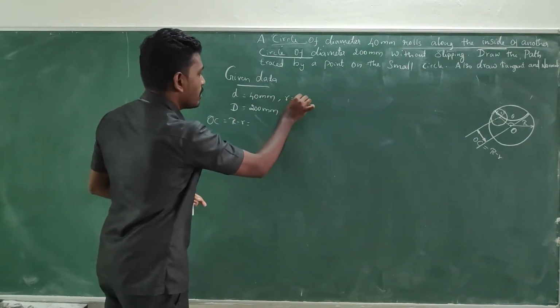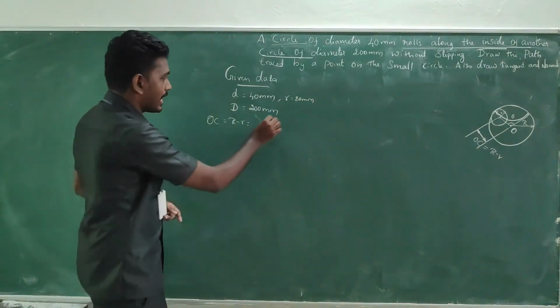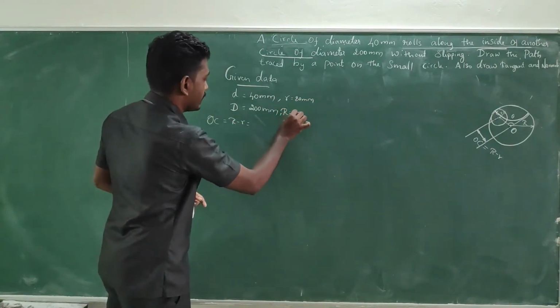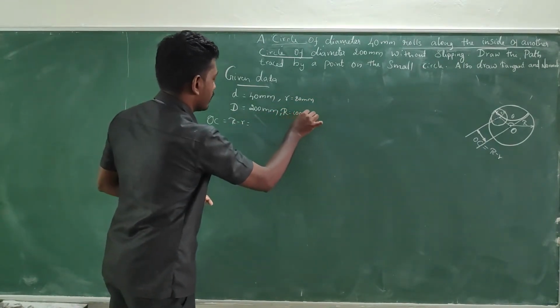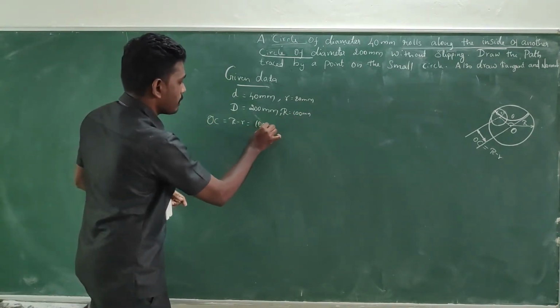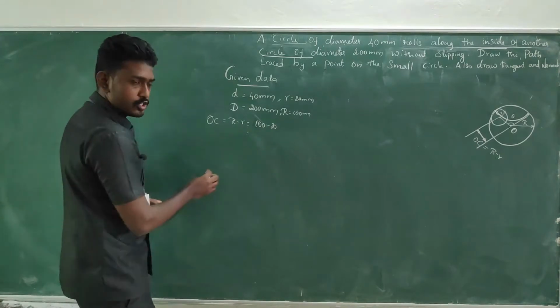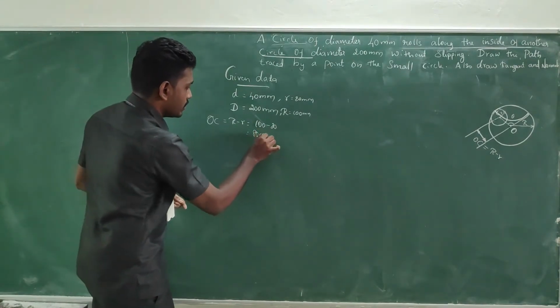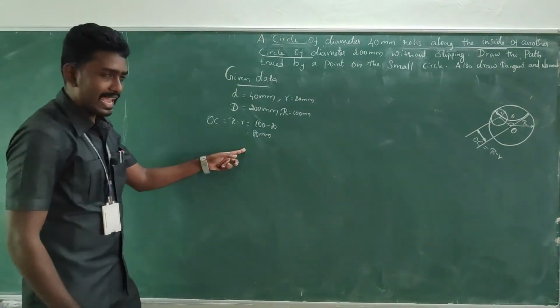So do the calculation to find OC, capital R minus small r. That means small r is 20 mm radius, and capital R is 100 mm radius. So 100 minus 20, we get 80 mm. Okay, OC is 80 mm.